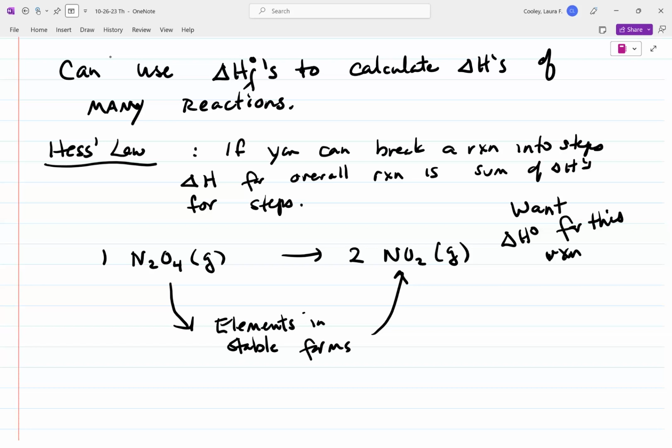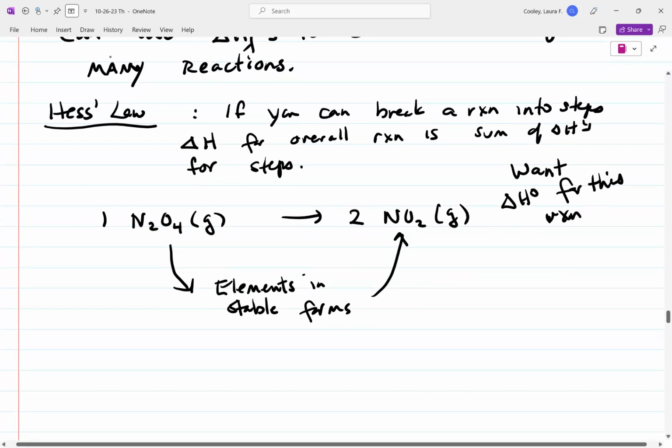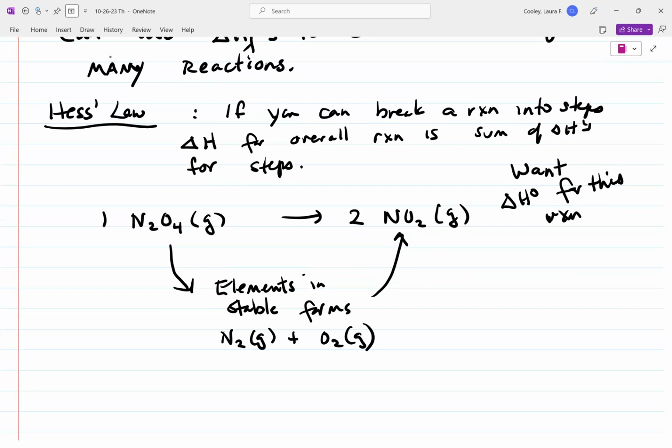So what are the elements in N2O4? There's nitrogen and oxygen. These are the elements in their stable form. It's not balanced. I would have to have one of these and two of these.